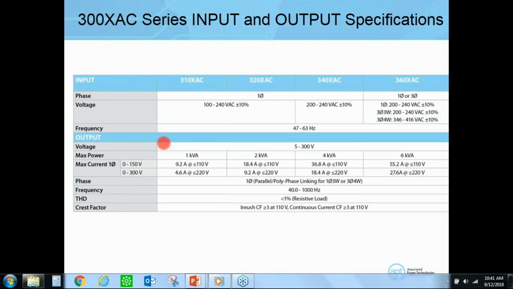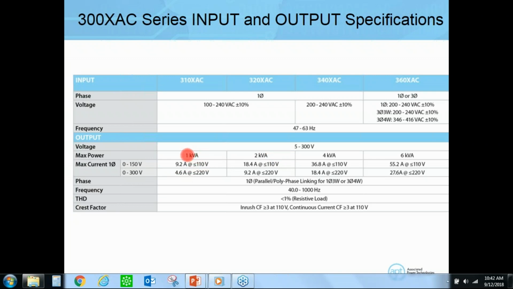Taking a look at the output of this series, the output in a single phase, you could get anywhere from 5 volts to 300 volts. Each instrument has its max power rating, a 1 kVA power supply, 2 kVA power supply, and so on. The way we get this power rating is that we multiply the max current it could do and the voltage it could do that current at. So this power supply could deliver 9.2 amps at 110 volts. That makes it a 1 kVA power supply.